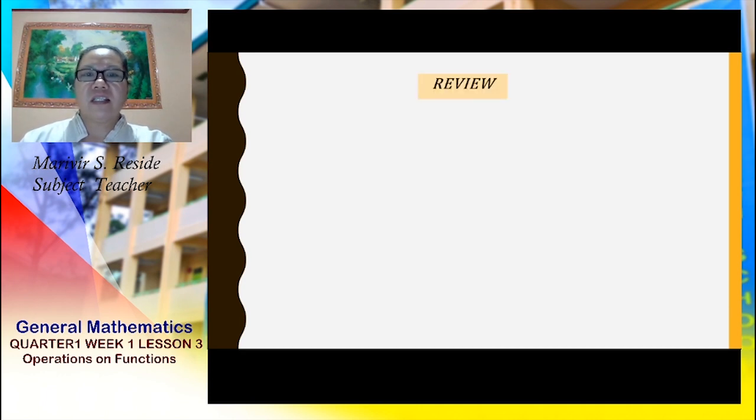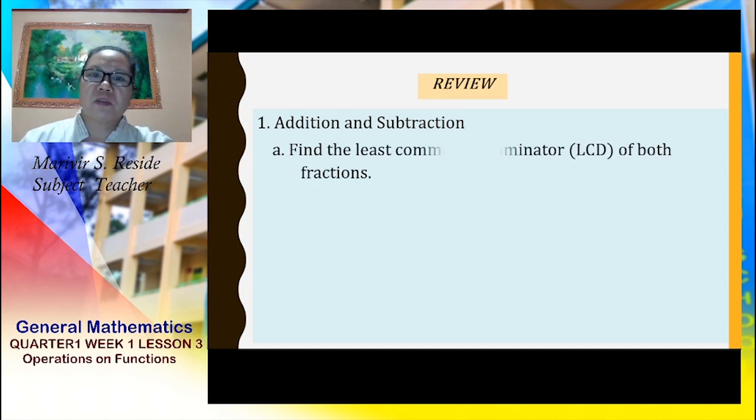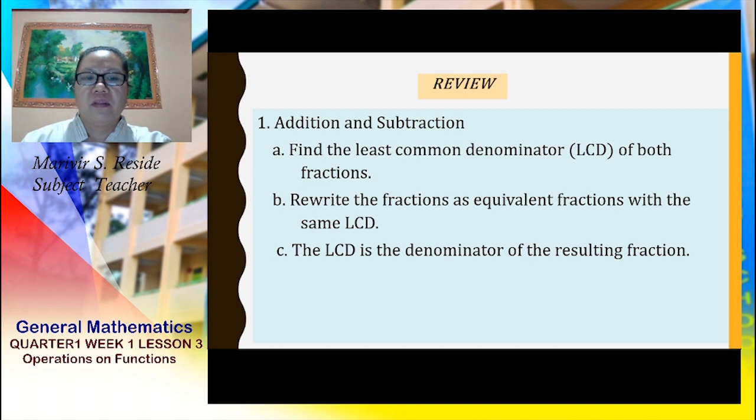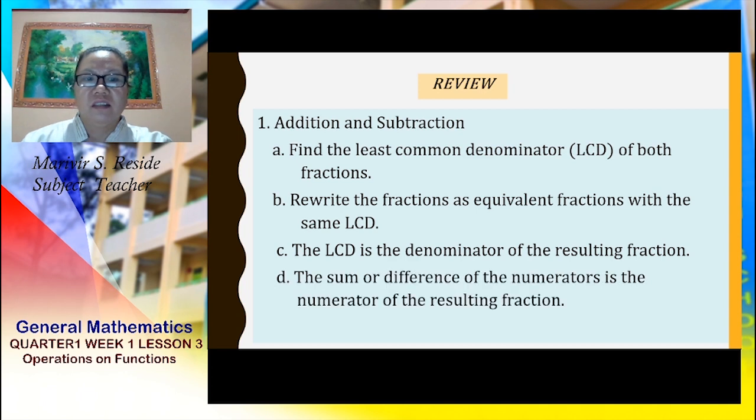Okay, to start with, let's have a short review. This is all about algebraic expressions. So if you're familiar with those things, let's start with addition and subtraction. You have to find first the LCD, or the least common denominator of both fractions. Second, rewrite the fractions as equivalent fractions with the same LCD. Third, the LCD is the denominator of the resulting fractions. Fourth, the sum or difference of the numerators is the numerator of the resulting fraction.